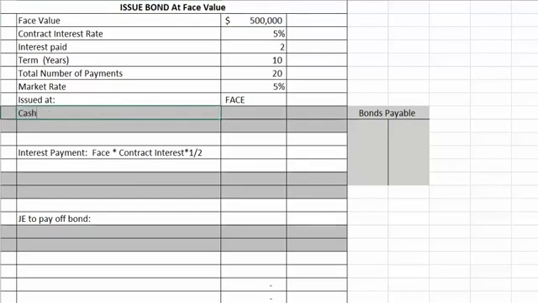We will debit cash for $500,000, and we will credit bonds payable also for $500,000. And on that day, bonds payable, the liability, will go on our books.